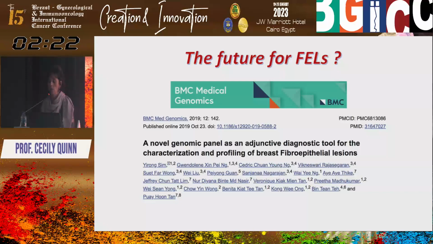So to conclude, what is the future for fibroepithelial lesions? The talk we heard from Daniel earlier on was fascinating and really brought us into a world that we look forward to being in, where we have a lot of assistance with diagnosis, but we're not there yet, I think. Possibly the future for fibroepithelial lesions will be using mutational studies to decide A, if it's a fibroadenoma or a phyllodes tumor, B, to categorize, and C, to predict.